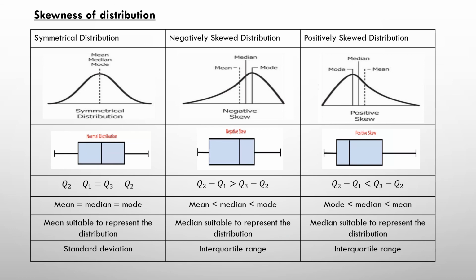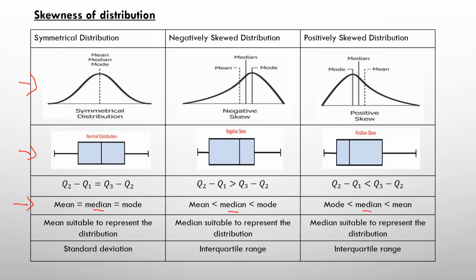Skewness of distribution. We have 3 types of skewness of distribution: symmetrical distribution, negatively skewed distribution, and positively skewed distribution. The first row is how the histogram will look. You just have to know. The second row is the box plot, how the box plot will look. And I think the most important is this row. You have to remember that the median is always in the middle.